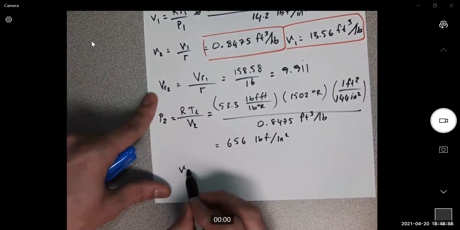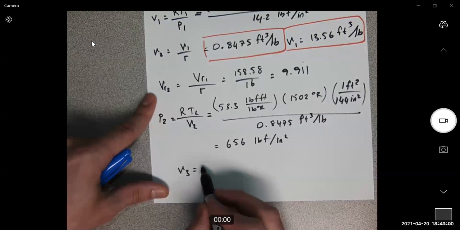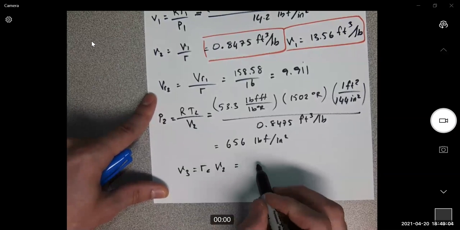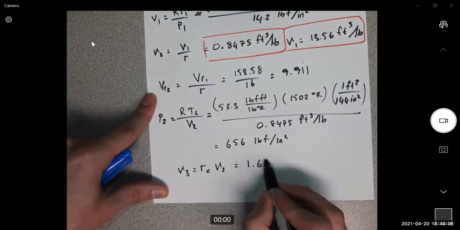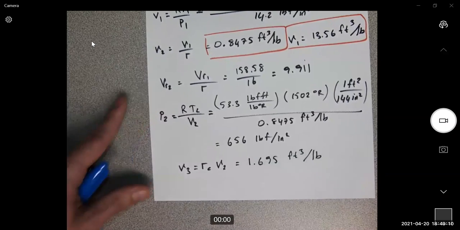So specific volume at state 3 is rc times v2, which will be 1.695 cubic feet per pound.